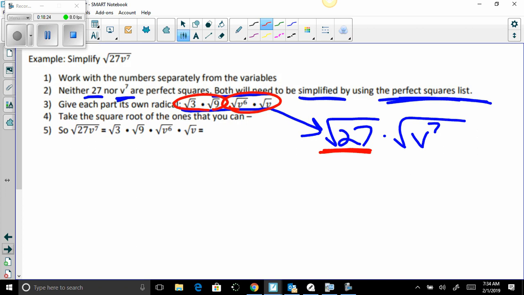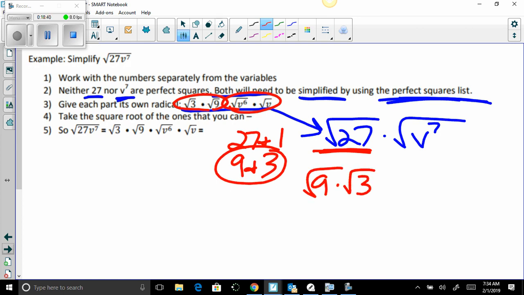This is not a perfect square. So what are the multiples of 27? One of them has to be a perfect square. 27 and 1, 9 and 3. I believe those are the only ones. Well, this one has the perfect square, so break it down. Square root of 9 times the square root of 3. I'm going to finish this list right here before I go to the variable. So the square root of 9 is 3. The square root of 3, I don't know what it is and I can't go any further, so I'm going to leave it. B to the 7.